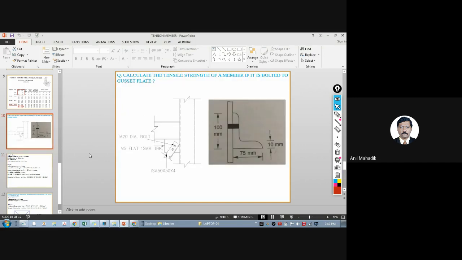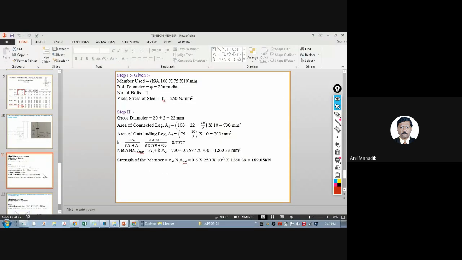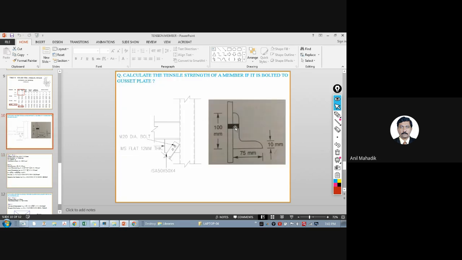What is the diameter of this bolt? 20 mm. So to calculate the hole diameter, we can add 2 mm to that, because we know that the hole is little larger than the bolt size, correct? So let's say 20 is the diameter of bolt plus 2 is the diameter of the hole. So the area of the connected leg will be 100 minus 22, because this is not available now. The cross-sectional area is only this much, till the half portion here, this much.